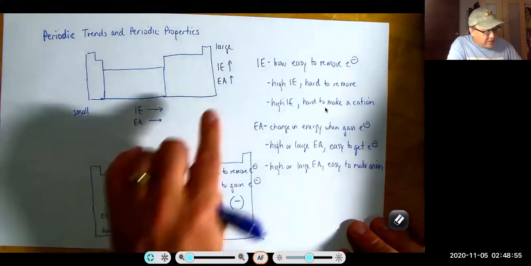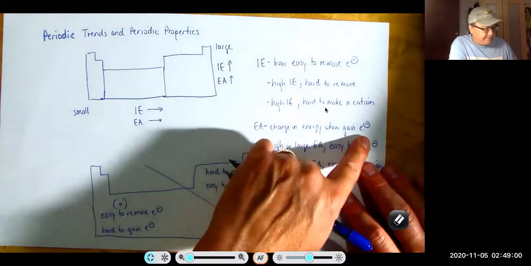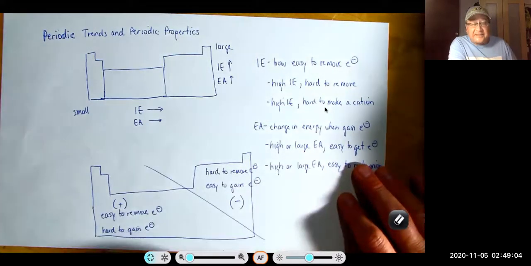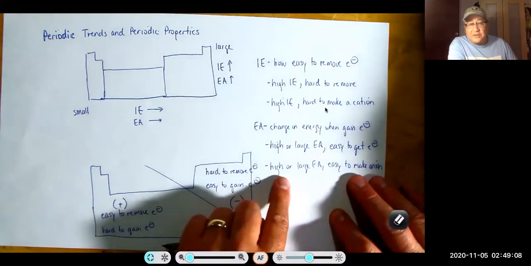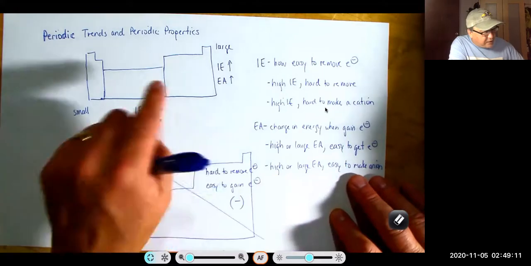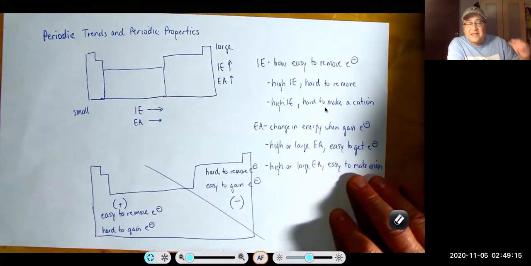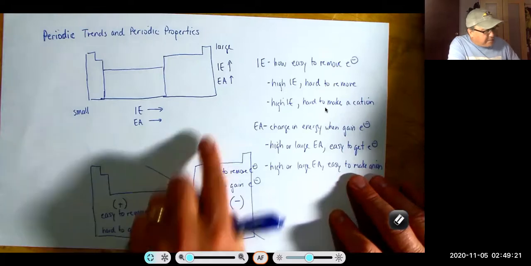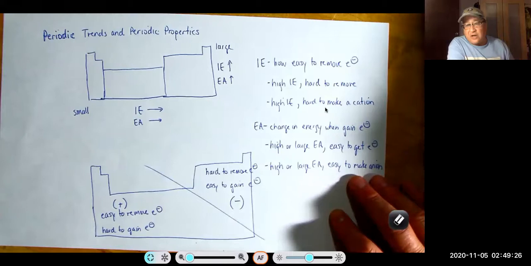Now let's look at electron affinity. It's the change in energy when you gain an electron. A high or large electron affinity means it's easy to get an electron, and that means it's easy to turn into an anion. So for electron affinity, the higher you are up in a group, the easier it is to get an electron and the easier to turn into an anion. When you look at a period, more to the right means it's easier to get an electron and easier to turn into an anion.